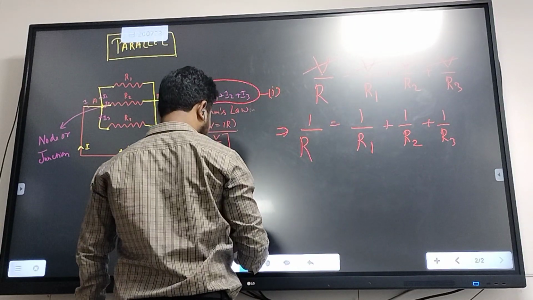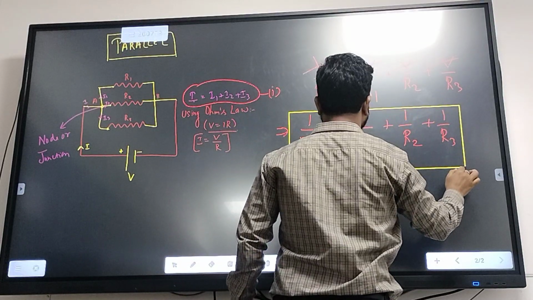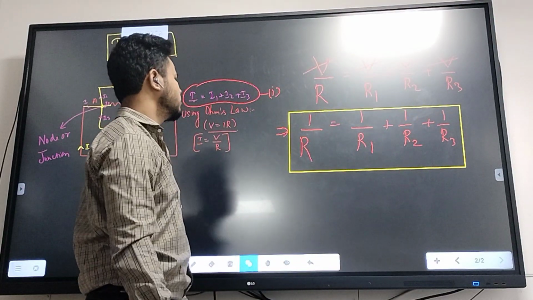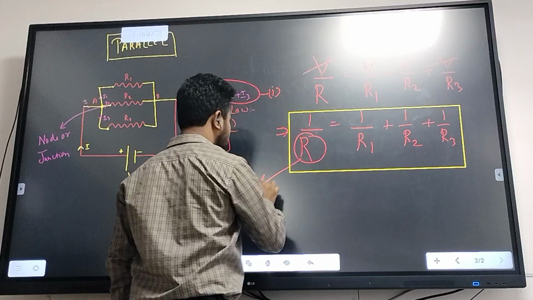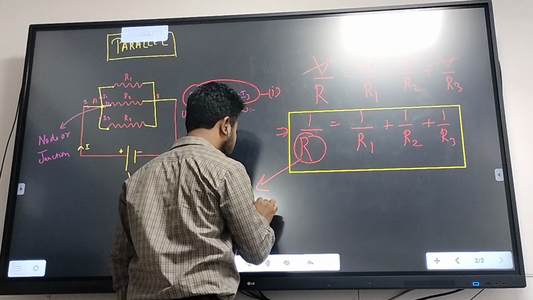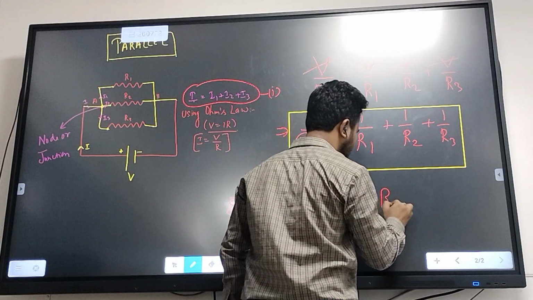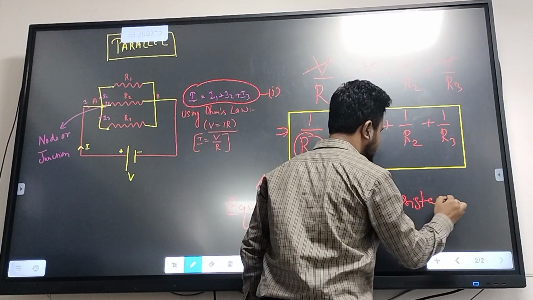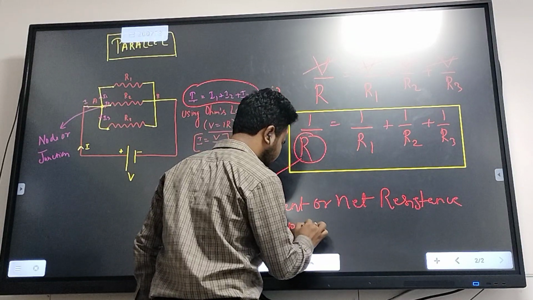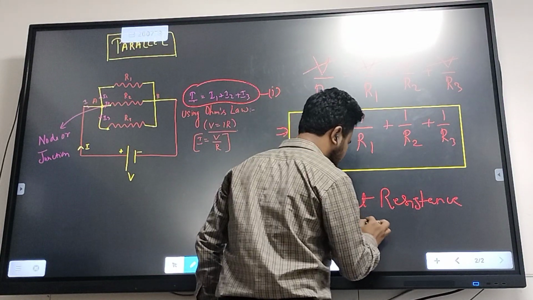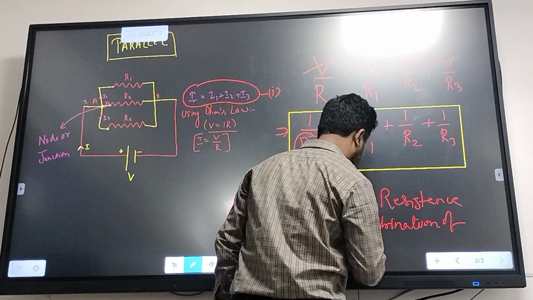And this is a very important equation which helps you calculate the equivalent resistance. This R is nothing but the equivalent or net resistance in a parallel combination of resistors.